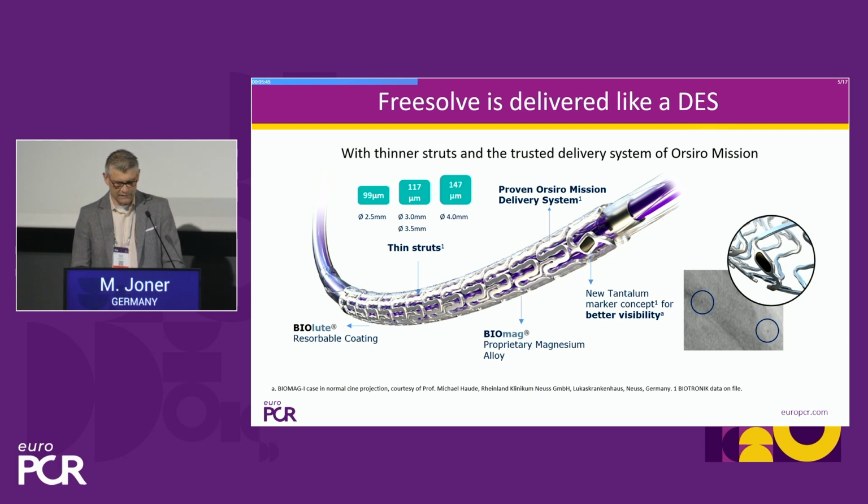The FreeSolve is the new iteration, or I shouldn't say iteration because it's a completely new device. It's composed of a new magnesium alloy, and you can see that it has thicker stent struts compared to its predecessor, Magmaris. It goes down to 99 microns for a 2.5 millimeter device, 117 for the 3.0 and 3.5, and then it's 147 for the larger device for the 4.0. You can also see that a new marker concept was employed to improve visibility of this device.